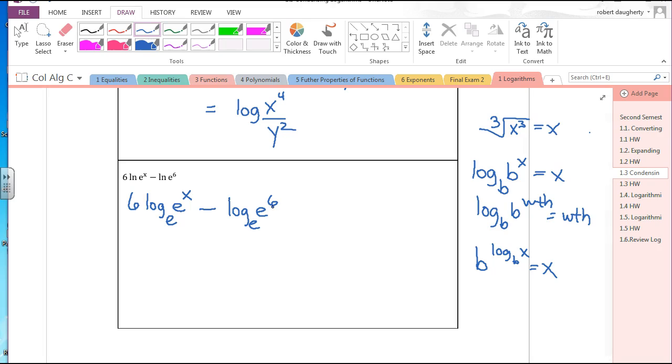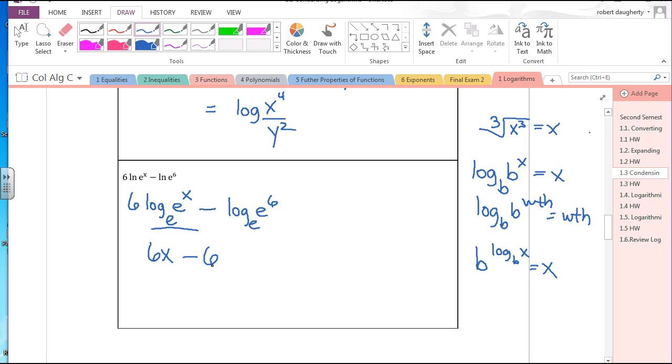Okay? Now, I want you to look at this. What is the log base E of e to the x? We talked about that about 60 seconds ago. What is it? Log base E of e to the x is x. What's the log base E of e to the 6? It's 6.